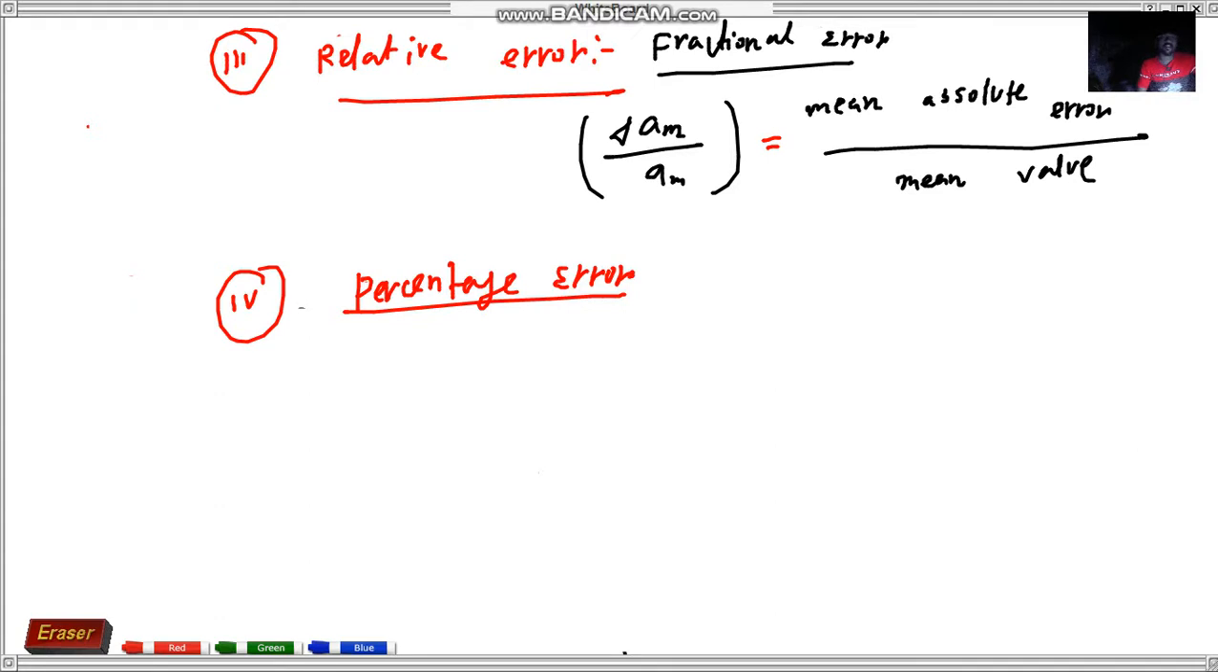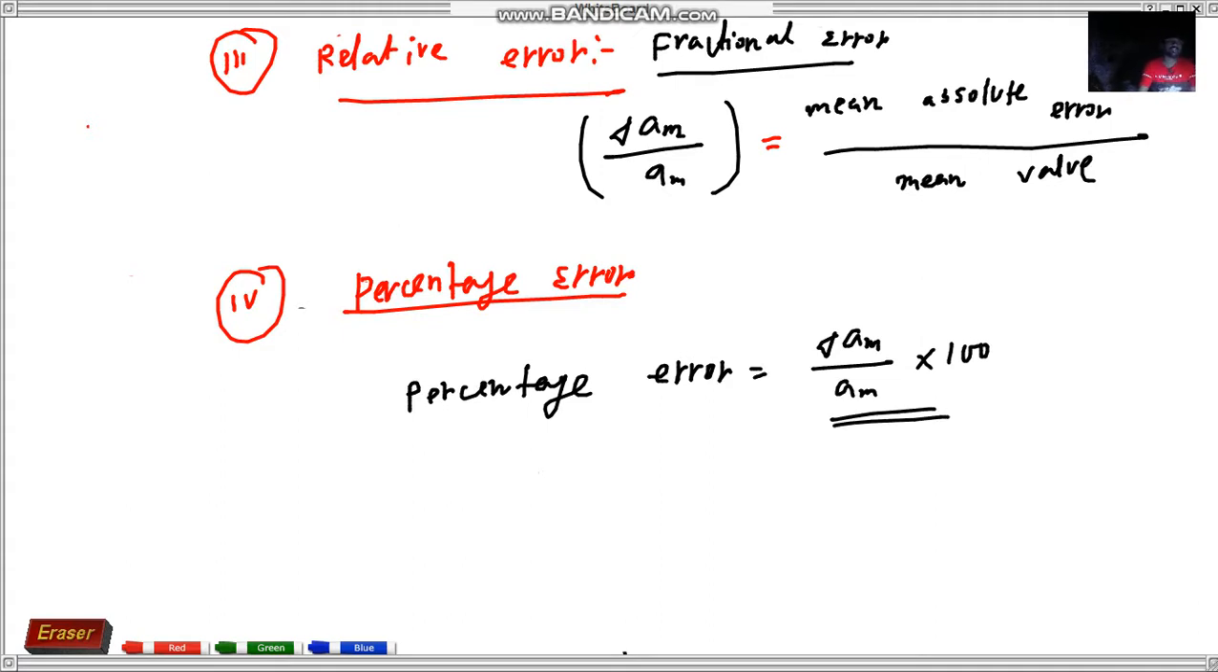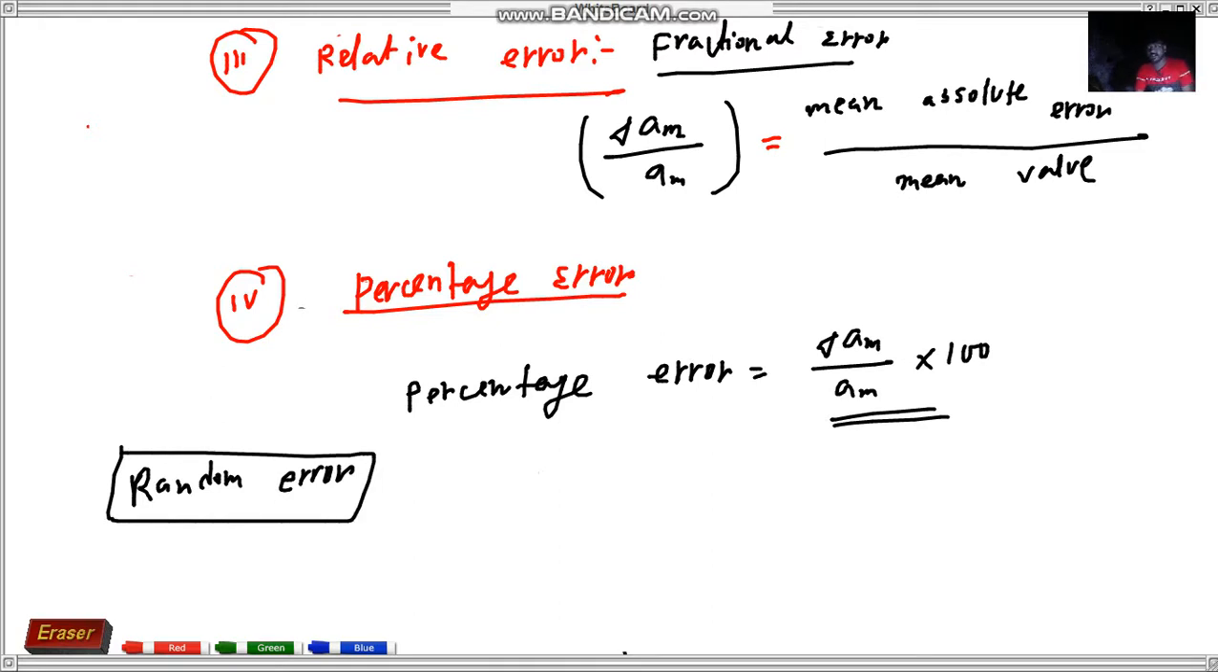Okay. Now if we talk about the percentage error, then the percentage of this fractional value is called the percentage error. So percentage error, you can write it as delta A mean divided by A mean into 100. Okay, this is the percentage error. So these all are actually random errors, different kinds of random error. And in various competitive exams, the numericals are asked basically on these types of errors.